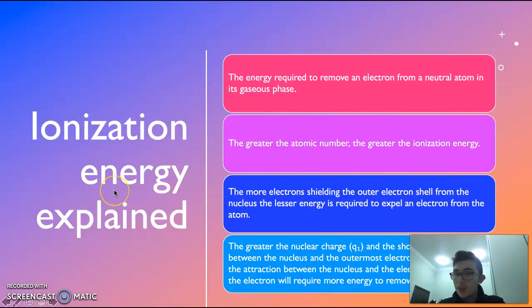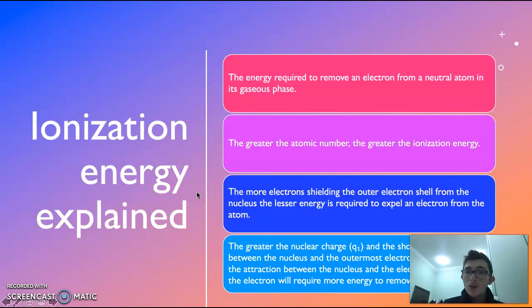Now let's talk about this in terms of effective nuclear charge. The greater the atomic number, which means the greater number of protons in the nucleus, the greater the ionization energy. Because there are more protons in the nucleus, there will be a greater attraction between the nucleus and valence electrons, therefore we'll need more energy to remove valence electrons.